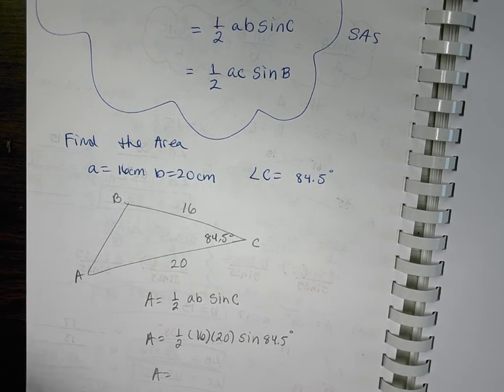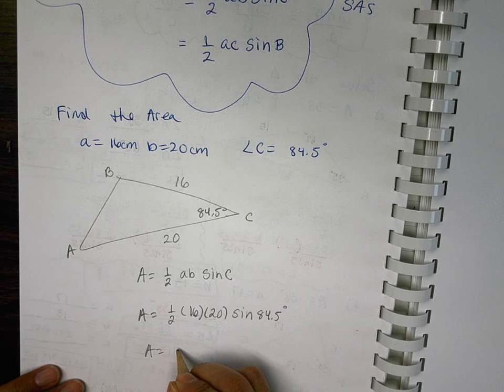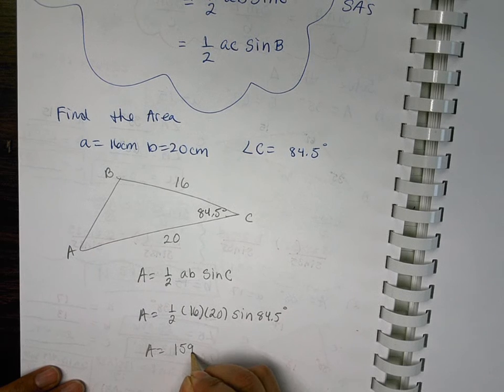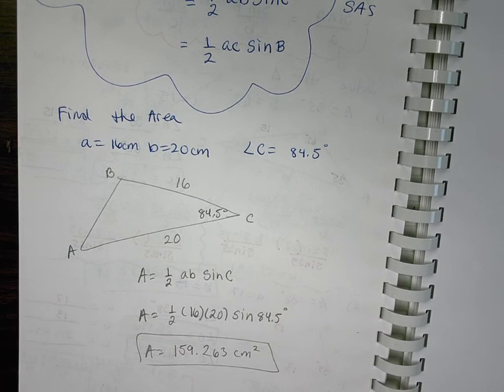You can use 1/2 using your fraction key, or 0.5 times 16 times 20 times sine of 84.5. Plug it into your calculator right now. It should end up in the hundreds. Anybody have it? 159.263. Thank you. And it's centimeters squared, because that's what area is, units squared. Make sense? We will learn another area formula eventually, so you will need to know them for the test. Questions?